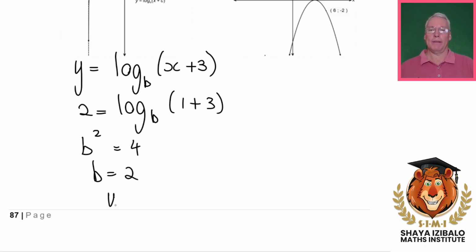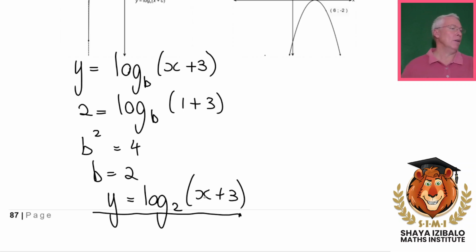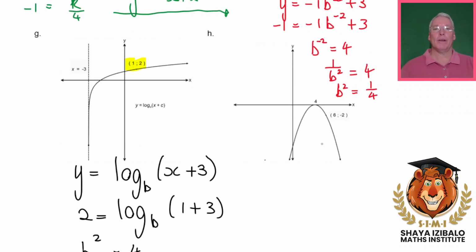Remember, we said we expected the base to be bigger than 1 because this graph's going uphill, left to right. So our final answer is log base 2 of x plus 3. All right, and our very last one that we're going to look at now is this one over here. What is it? It's a parabola.